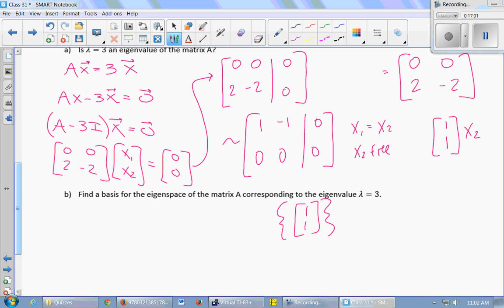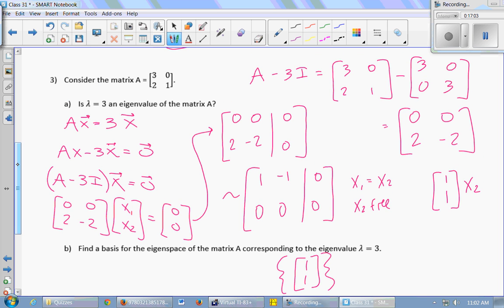So 3 is an eigenvalue. I should have written yes somewhere. Yes, because there is a non-trivial solution. There is a solution other than the vector (0, 0) that makes this equation true.